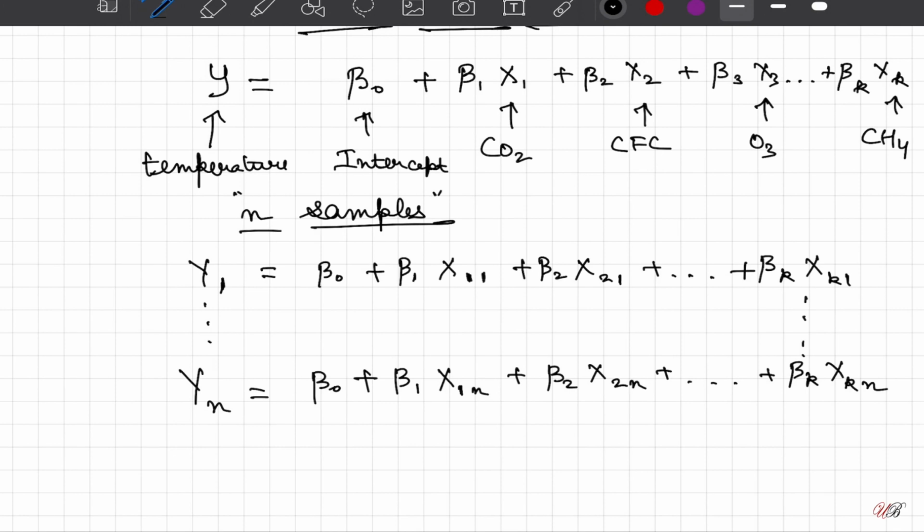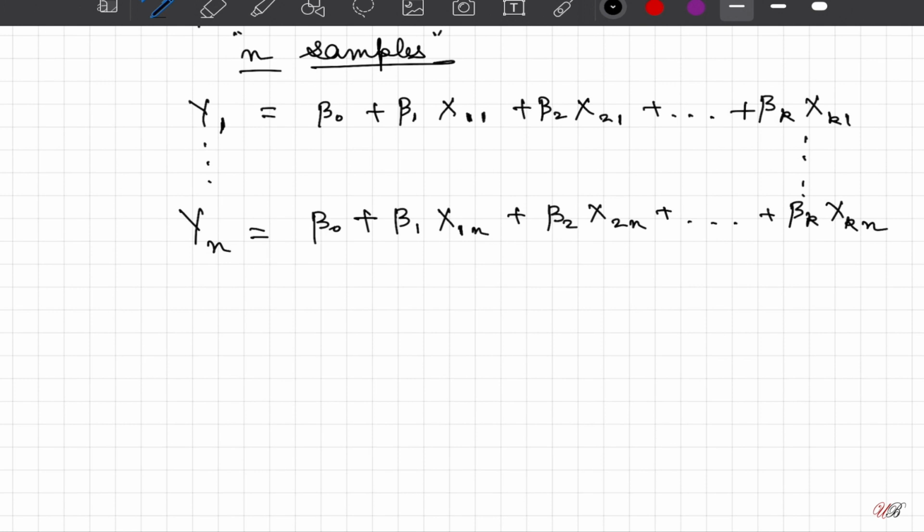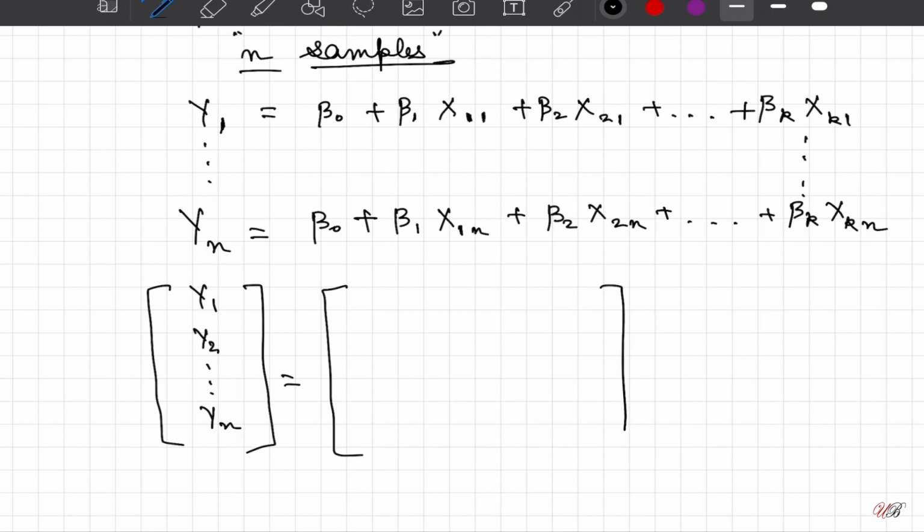Now you can see that this can be written in matrix form, and here we will use some basic understanding of matrix algebra. So we can write this as y1, y2, up to yn, and we can write this as beta naught, beta 1, beta 2, all the way to beta k. And here, let us write x first, and then we will write beta first, and that would be the question towards the end of this video, where I would ask you to write betas first and x later, and see how this form changes.